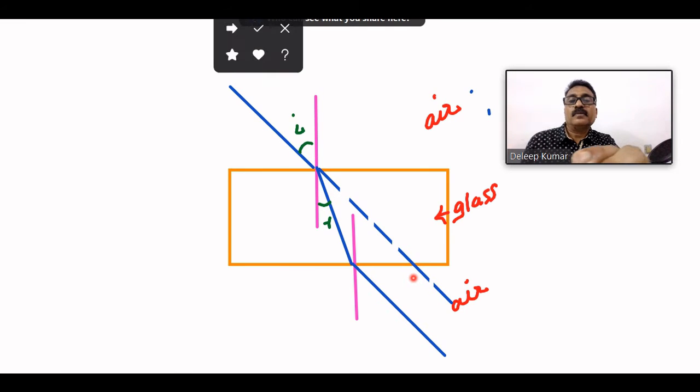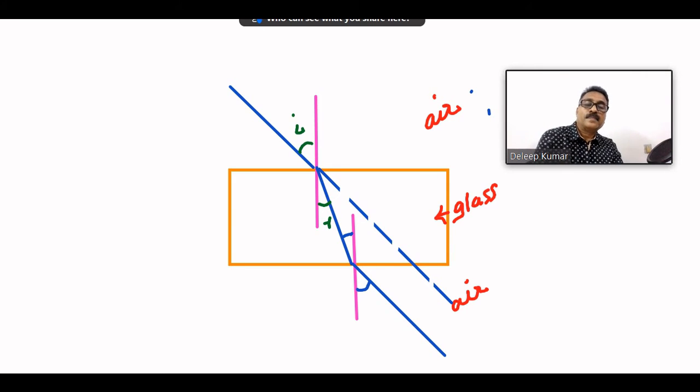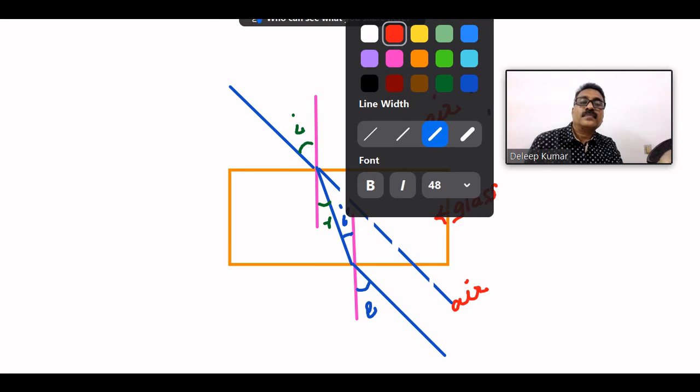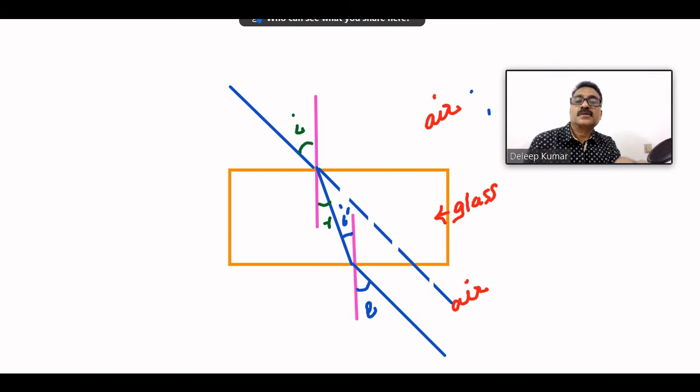Again we can mark one more angle. Where is that angle? Here one angle, here another angle. So if this is i, we can write this as i dash. So this is the incident angle i dash inside the glass. And this angle we can mark as the angle of emergence, that is e. Now we can draw the directions, like this, going here and this way.